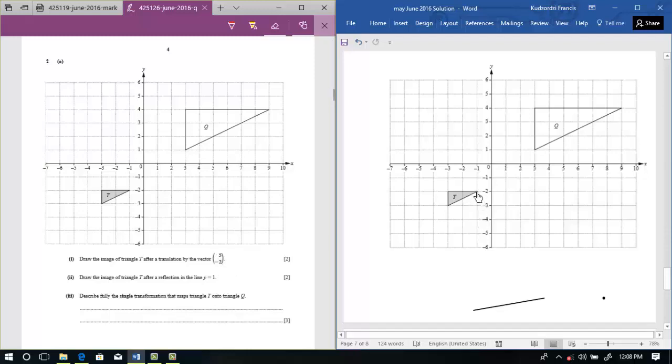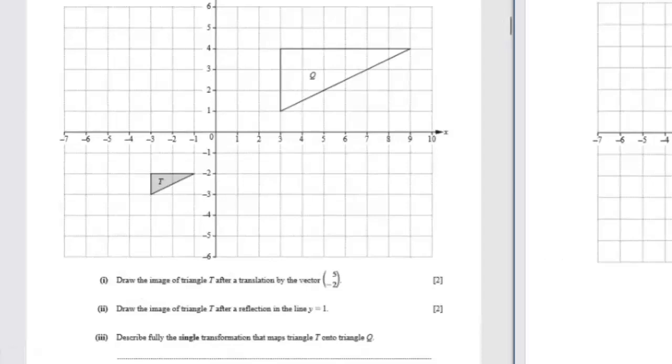We pick this point. The x component of the vector is 5 units, so we move 5 units in the positive x direction: 1, 2, 3, 4, 5. Then we are here now. We move negative 2 units, or 2 units in the negative y direction: 1 and 2. So when we translate this, we are here. So that is 1, 2, 3, 4, 5, then 1, 2. So (4, -4) is our new translated point.